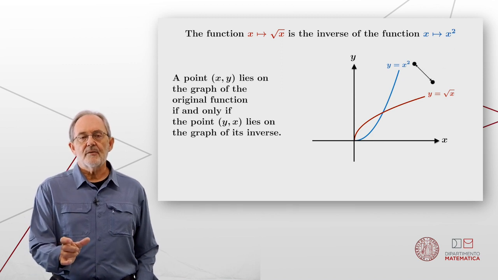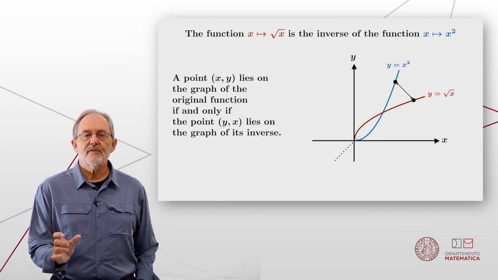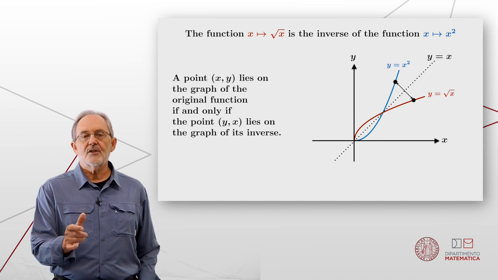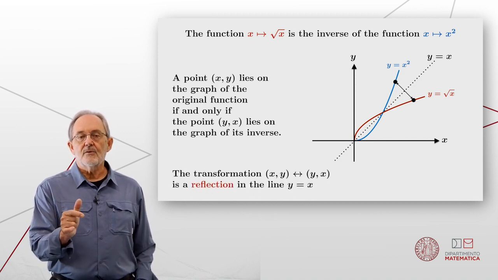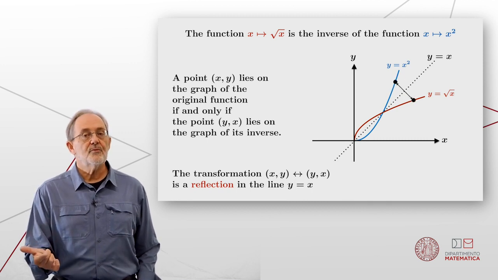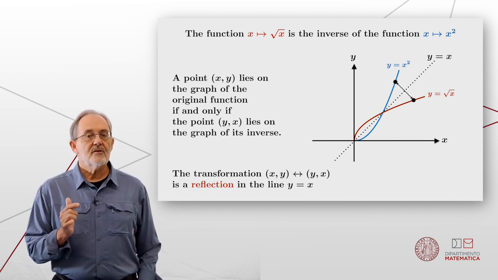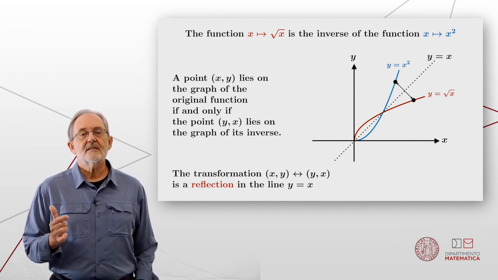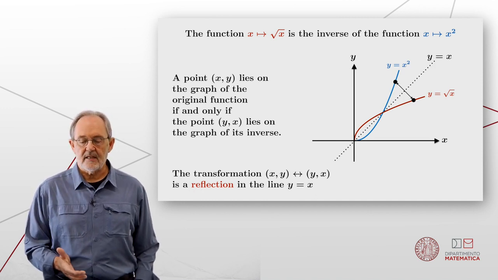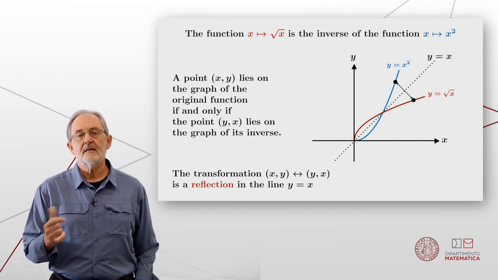Now this relationship, xy to yx, is something that is called reflection. Reflection about the line y equals x. If you do this operation on one point, you get the other point on the other side of that line, and if you do it once more to this new point, you come back to where you started. So to summarize, when you have the graph of an inverse function, it's simply the reflection of the original graph about the line y equals x. We'll come back to this in later discussions.